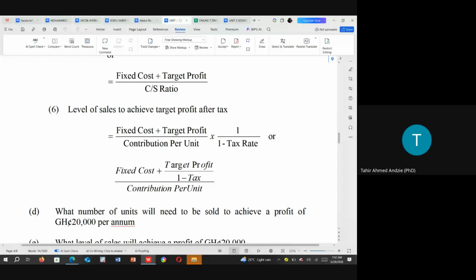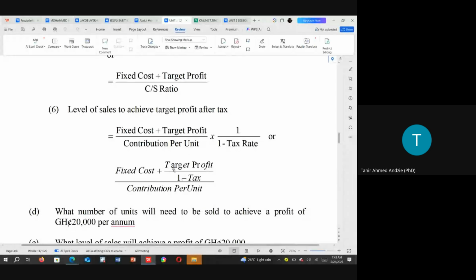If you find this one difficult, the second formula is the best, right? Because we're only trying to gross the target profit. So you can just make it fixed cost plus the target profit, grossed up, all over contribution. The 1 divided by 1 minus the tax rate is only affecting the profit. If you use the first one, you might think that the 1 divided by 1 minus the tax rate is affecting the whole of the equation. No, it is just affecting the target profit. It's the profit that you are trying to gross. So you can add it to the total fixed cost and divide it by contribution per unit.